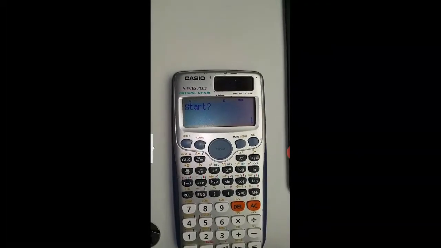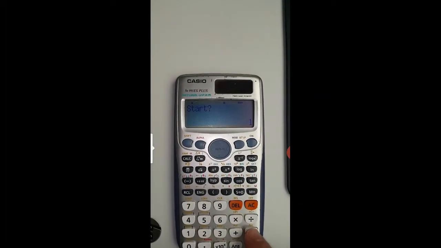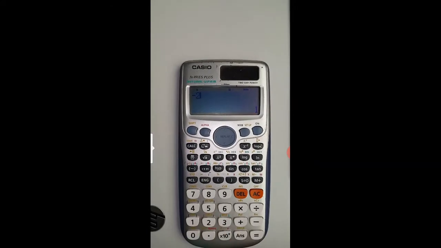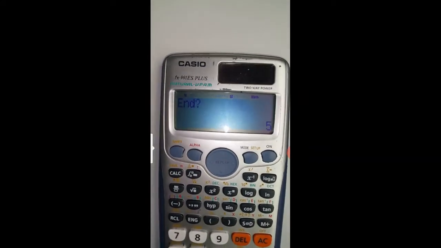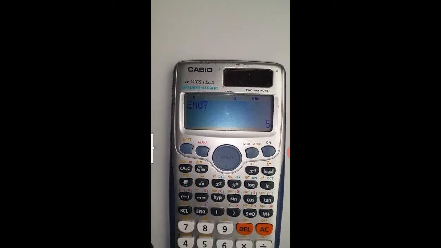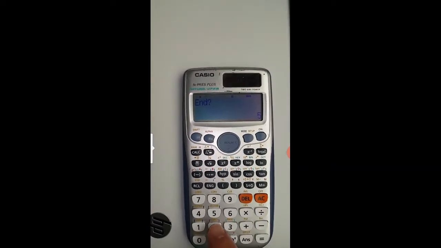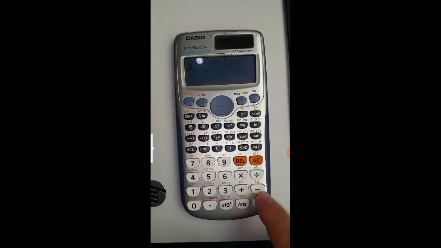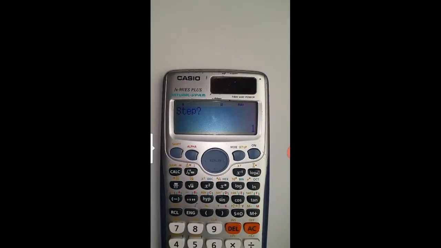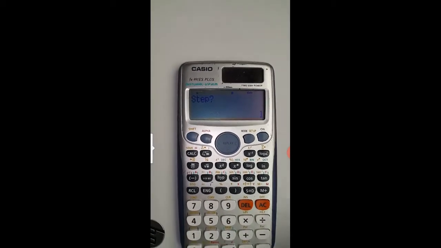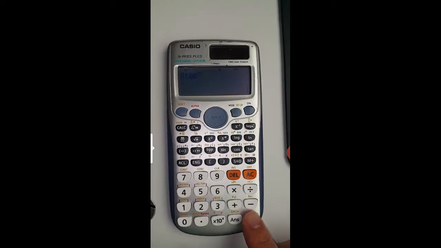I don't want to start from 1, actually I want to start from negative 2, so you hit negative 2 and you press equal. Again the calculator suggests to end at 5. I don't want to end at 5, I just want to end at 2, so I'm gonna hit 2 and confirm my choice. The calculator suggests to order the steps by 1, so you go negative 2, negative 1, 0, 1, 2. This is exactly what I need, so I'm gonna confirm that.